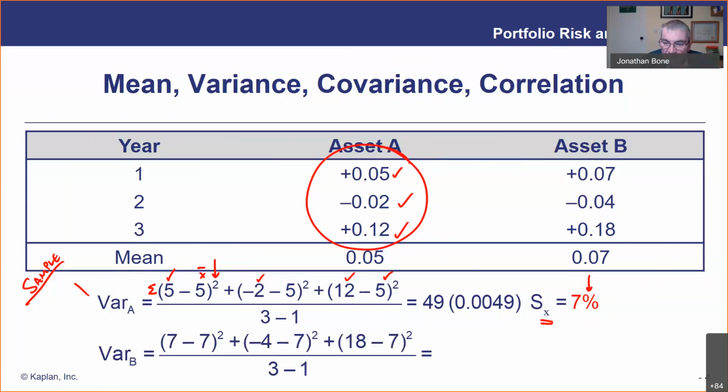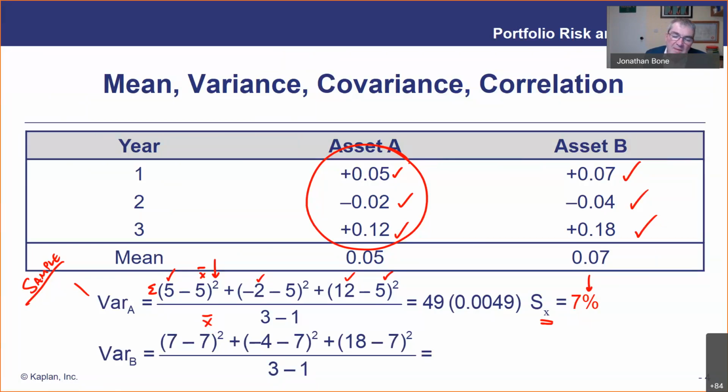If you remember on the previous slide, we computed that asset B had an arithmetic mean of 7%. So when we calculate the variance of asset B, we take its first return, 7, minus, again, the mean for asset B, 7, and square it. The second return, minus 4, minus the mean of 7 and square. And then finally, the third return, 18, minus the mean of 7 and square, all over n minus 1. Okay, remember always sample variance here.